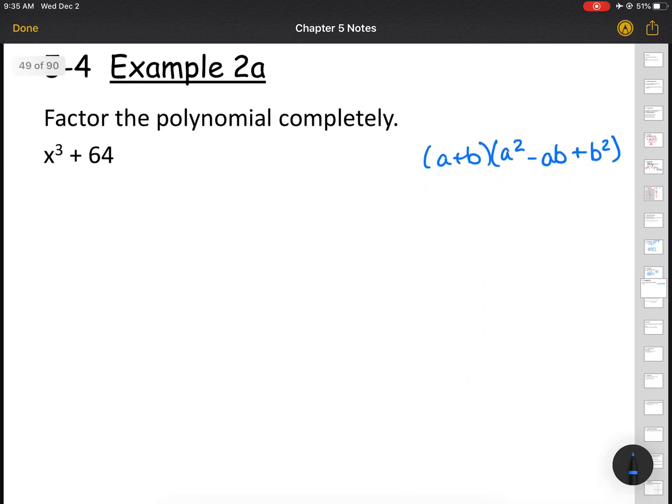So in this first one, we have a sum of 2 cubes, and I already wrote down the pattern that we just talked about. We have a factor of a plus b, or the first and the second term added together, times that other factor there. So if we follow along with that, our expression x cubed plus 64, well, that's already a cube of x, and 64 is a perfect cube too. 4 cubed is 64. So if I follow along with my pattern, my first term a in this case is x.